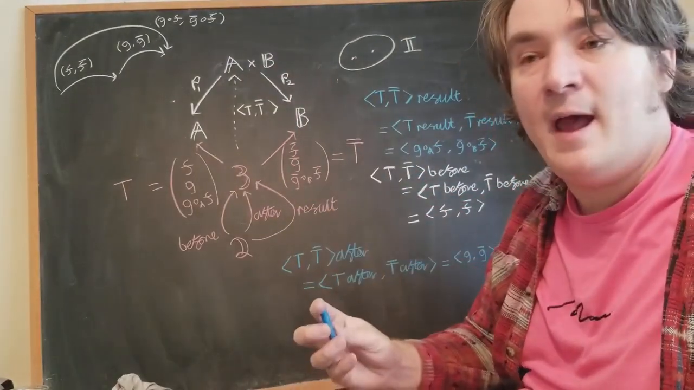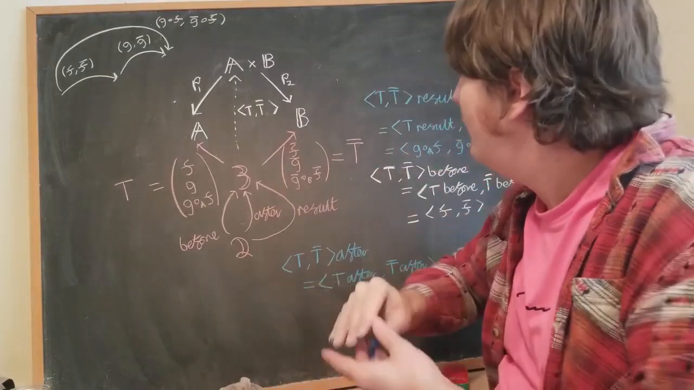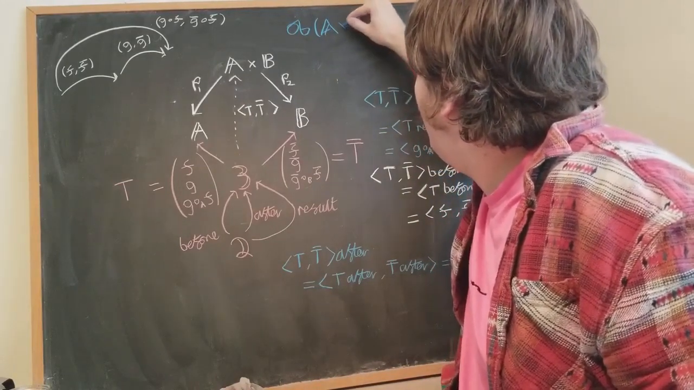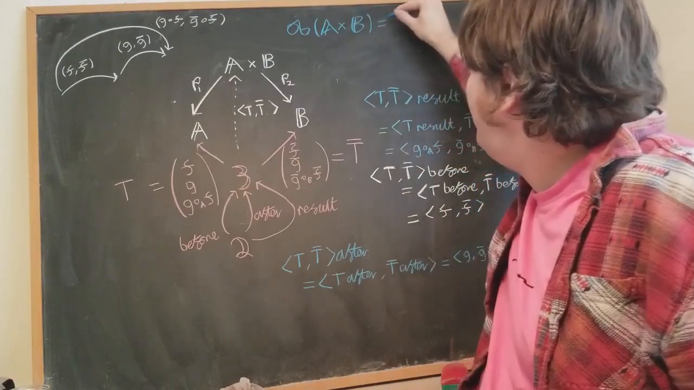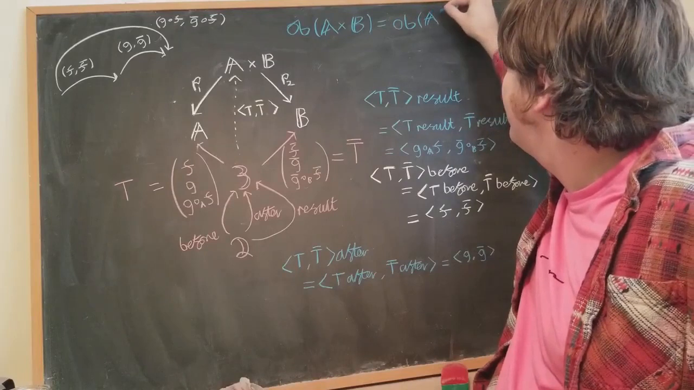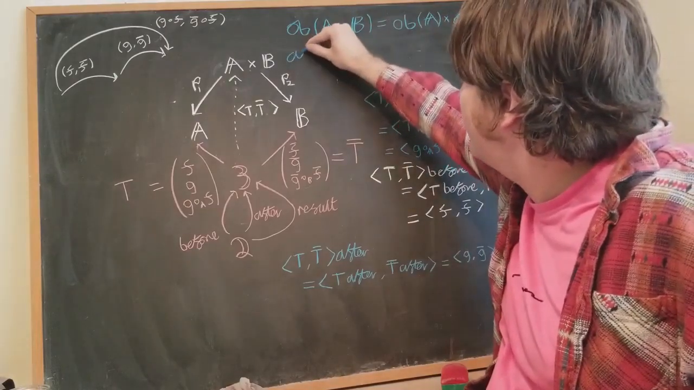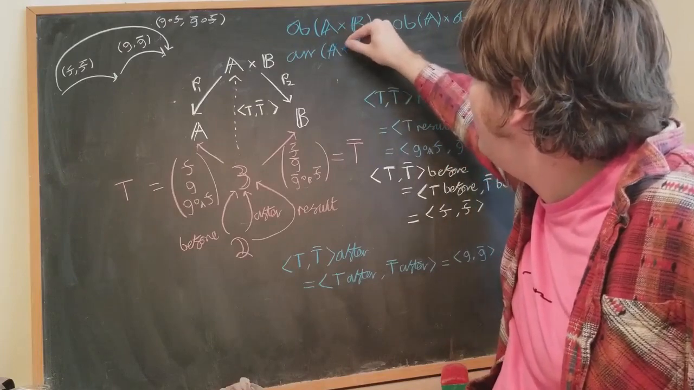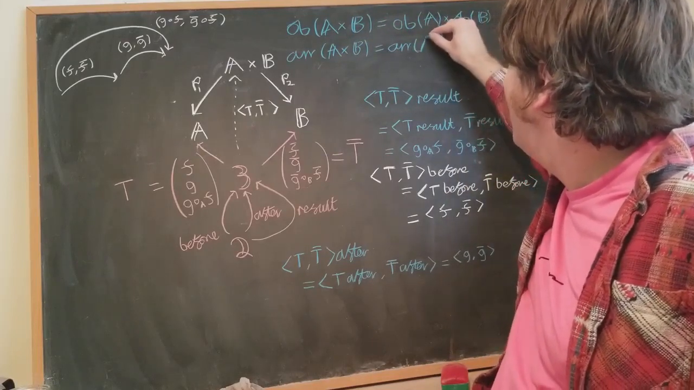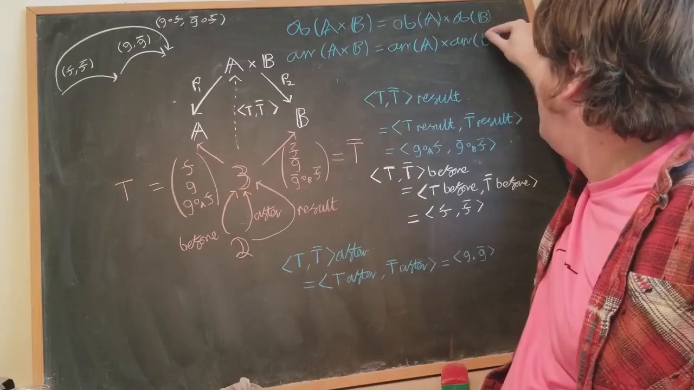So let's just conclude what we've found out. We found out that the objects collection of A times B is just the Cartesian product, or can be viewed as the Cartesian product, of the object collection of A and the object collection of B. Similarly with the arrows, the collection of arrows of A times B can be viewed as the Cartesian product of the collection of arrows of A and the collection of arrows of B.